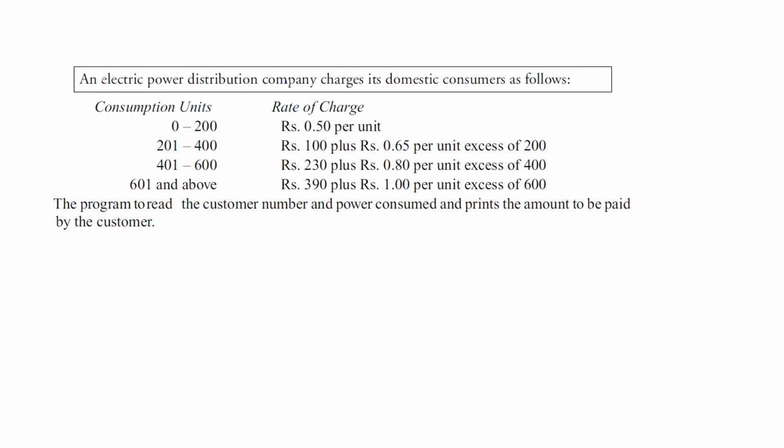So here you can check consumption units between 0 to 200. If the consumption is up to 200 units, it is 0.5 per unit. But if it is between 200 and 400 units consumed, it is 100 rupees plus 0.65 for each unit above 200. Like that, different slabs are given. For the different ranges of consumption units, the rate will differ. So we are going to write a program to print the amount to be paid by the customer based on the units consumed. Here I have given the code.